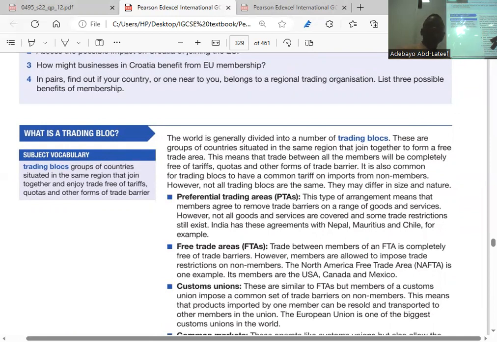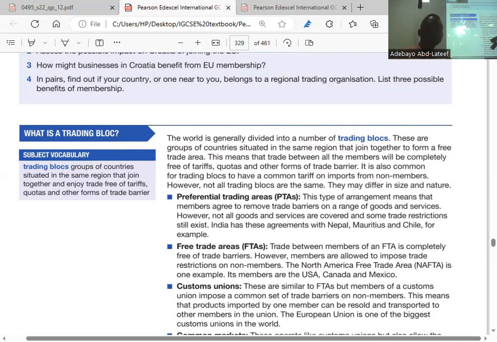All right, so what is a trading block? The world is generally divided into a number of trading blocks. These are groups of countries situated in the same region that join together to form a free trade area. So within these countries, there is no barrier to entry. The boundary is open for them. That's what it means. So trade between all the members will be completely free of tariffs, quotas, and other forms of trade barriers. It is also common for trading blocks to have a common tariff for imports from non-members.